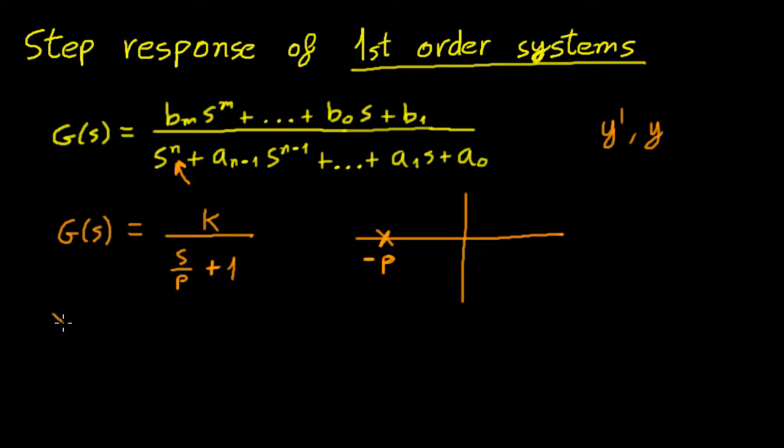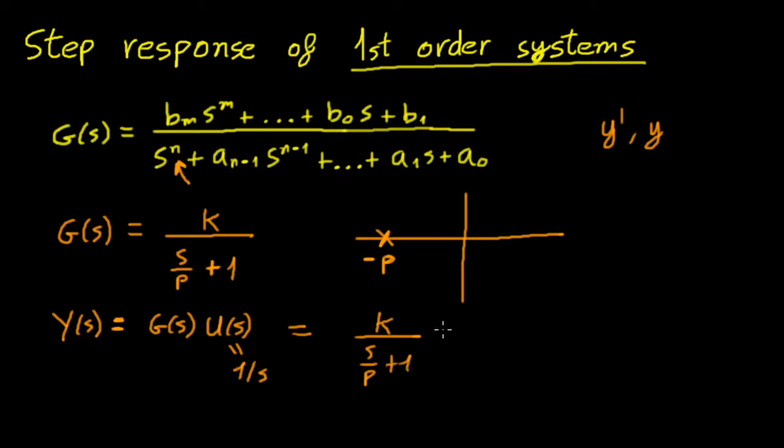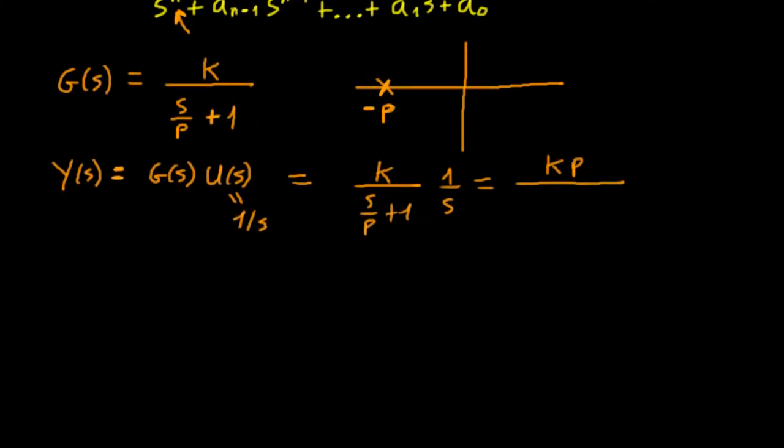Now, to find the step response of a system, we have to find the Laplace transform of the output, which is G of s times U of s, where U of s is the Laplace transform of a step, that is 1 over s. So here we get k over s over p plus 1 times 1 over s. Now we multiply numerator and denominator by p to make easier the application of the Heaviside method. So this is kp over s plus p times s.